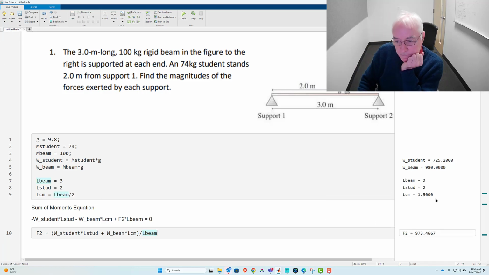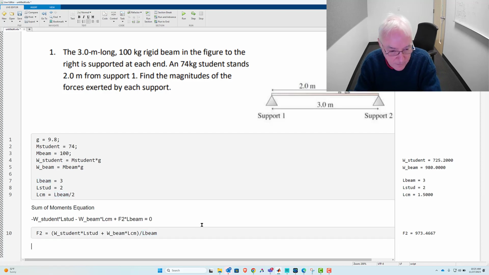All right, now that we know F2, we pretty much know everything except for this force. And so again, I'll point it out. That's the support right there, which I'll call F1. All right.